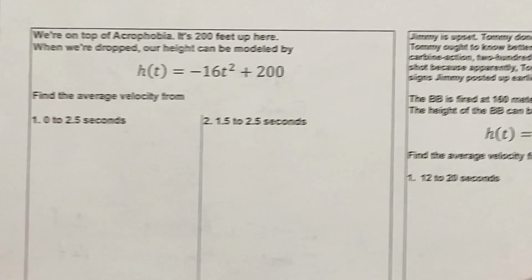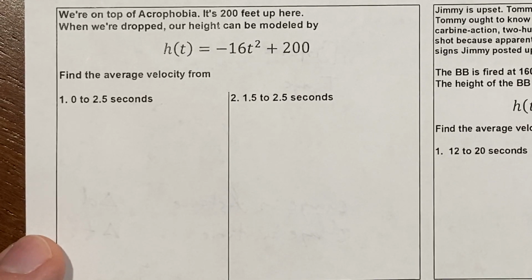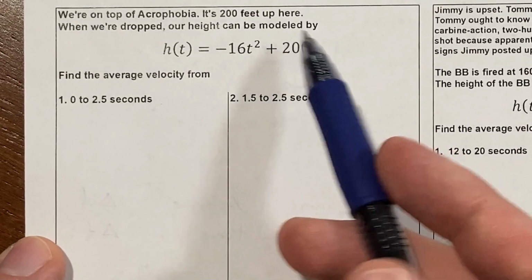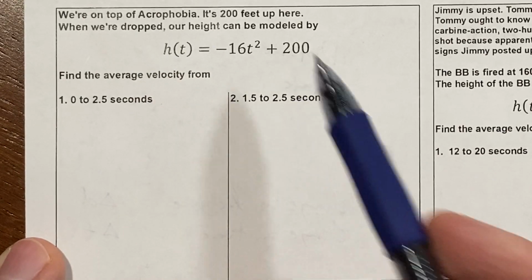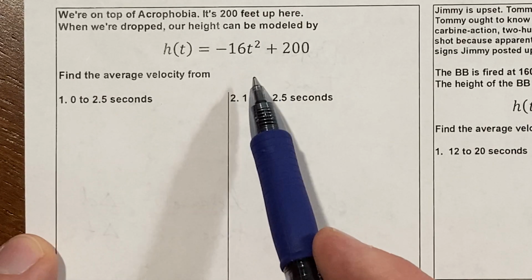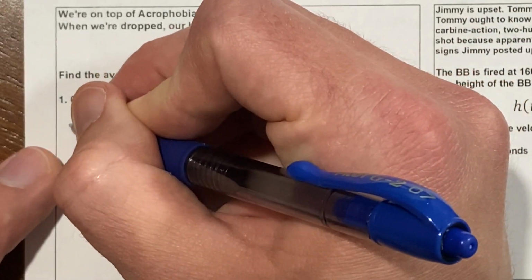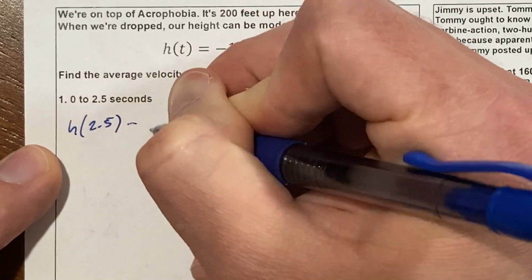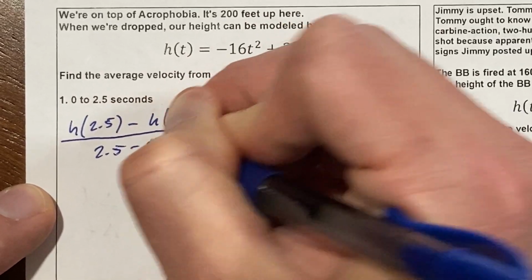Next example, I got acrophobia here. All right, we're on top of acrophobia. If you don't know what acrophobia is, it's a really tall ride and you get dropped and you get scared. It's 200 feet up there. When we're dropped, our height can be modeled by h of t equals negative 16t squared plus 200. Find the average velocity from 0 to 2.5 seconds. I need my displacement, so that would be h of 2.5 minus h of 0 over 2.5 minus 0.